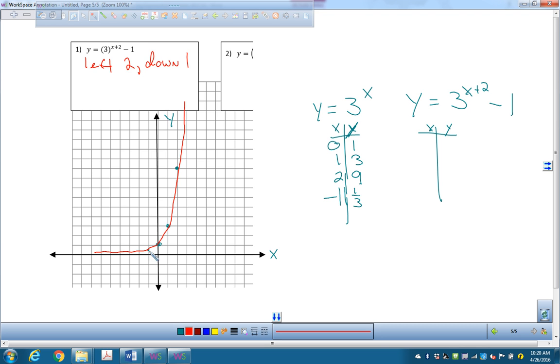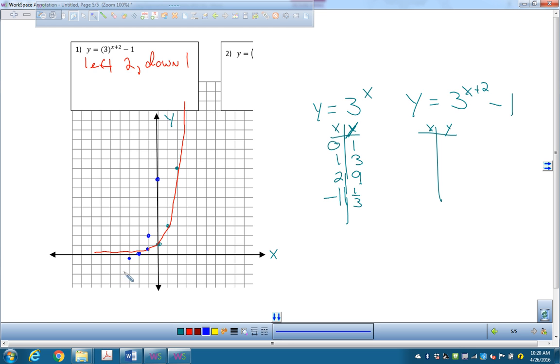So I could take this, let's take an easy point, left 2, down 1. I'll do the new points in blue. So I'm going to take this point, move it left 2 and down 1. I'm going to take this point, move left 2, down 1. I'm going to take this point, move it left 2 and down 1. And this point right here, left 2, down 1. Do you guys understand what I just did?